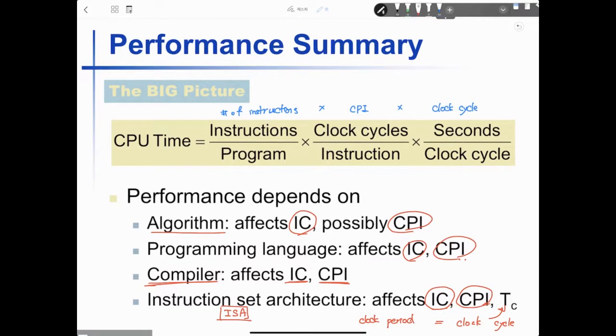Any other question about the performance measurement? So now we are just focusing on the CPU time only. In the next chapter, we learn about the instruction set architecture, right? The instruction set architecture affects the number of instructions, CPI, and also the clock period or clock cycle. So it's a very important part.